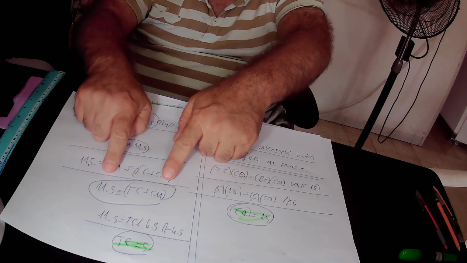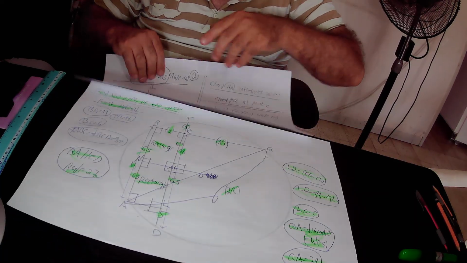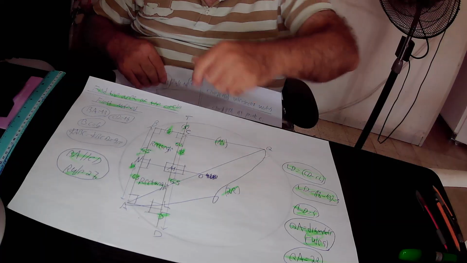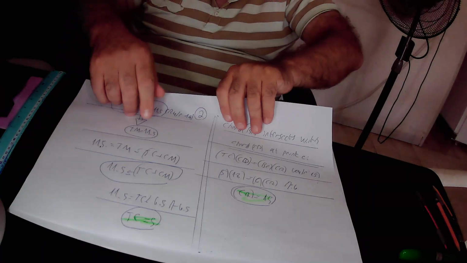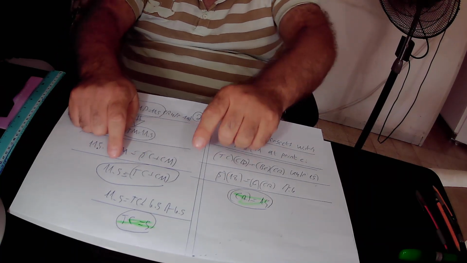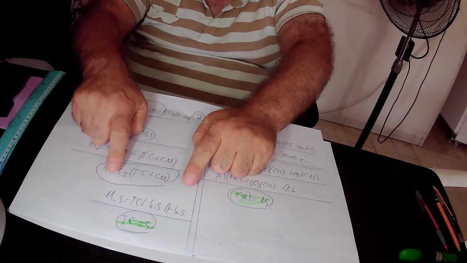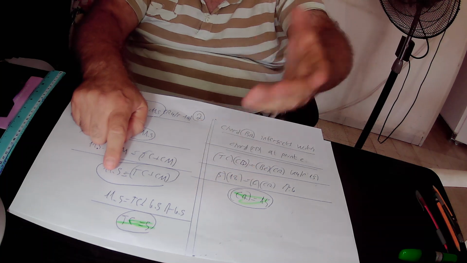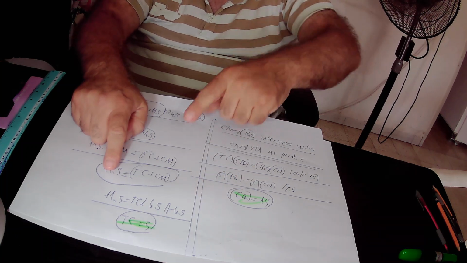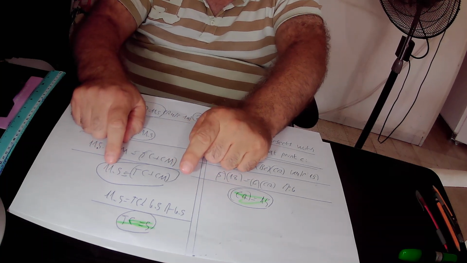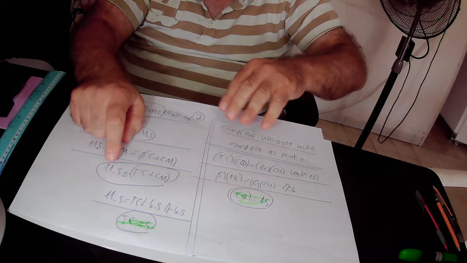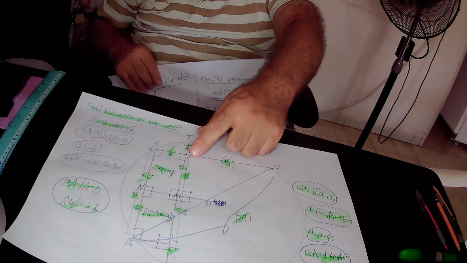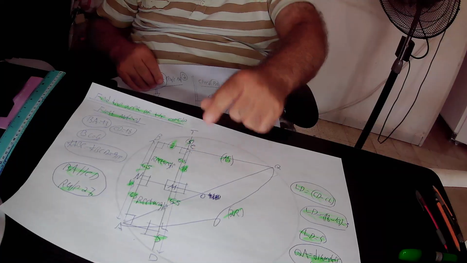TC is the missing side, plus CM. CM equals 6.5, so we substitute CM as 6.5. So we find that 11.5 equals TC plus 6.5. Here we subtract 6.5 from this equation, and we find that the missing side TC equals 11.5 minus 6.5, that is 5. So the missing side TC equals 5 units in length.